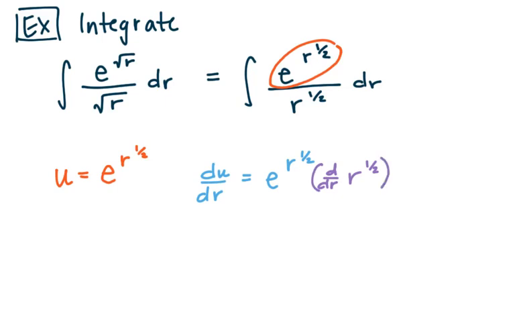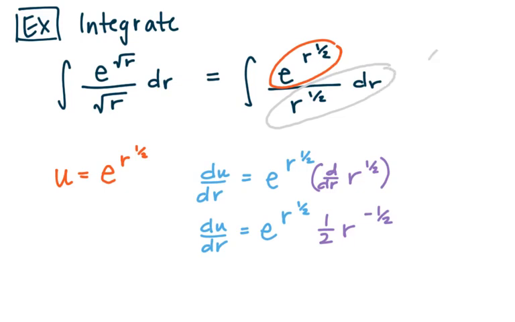We've got that multiplied by here. So the derivative of u with respect to r is e to the r to the 1/2 times the derivative of r to the 1/2, which is 1/2 r to the subtract 1, we get negative 1/2. So let's consider what we are trying to create. We're trying to create this 1 over r to the 1/2 dr. So let's see if I can take this and rearrange it.